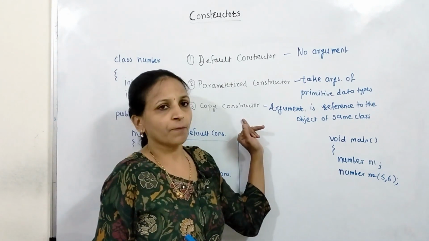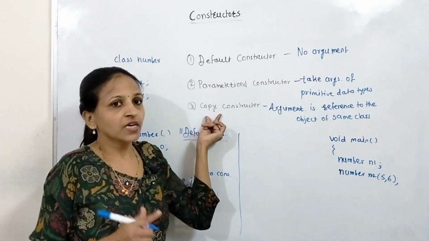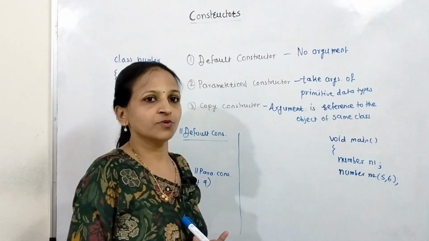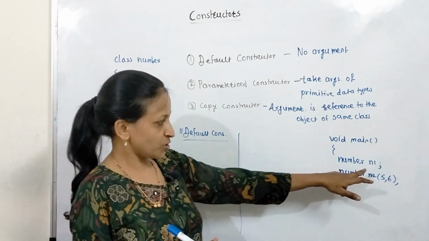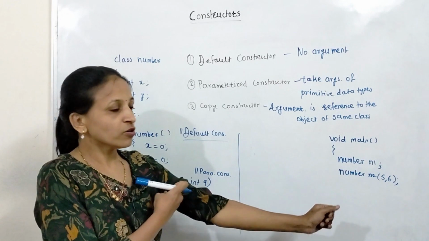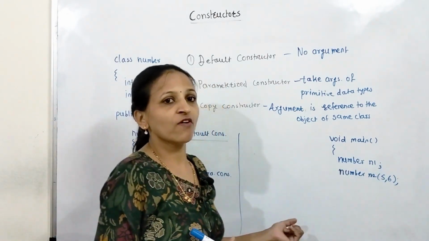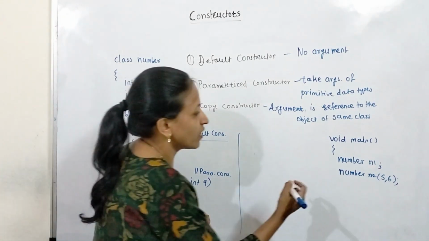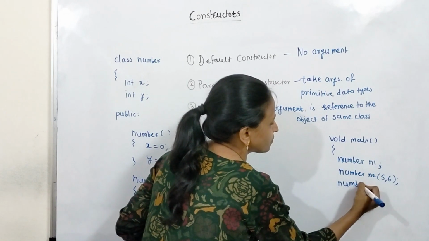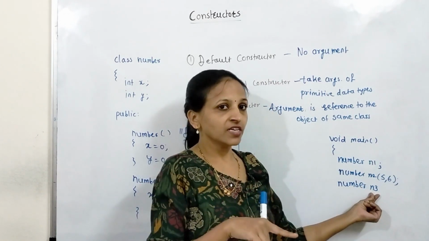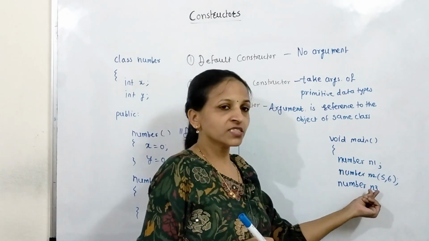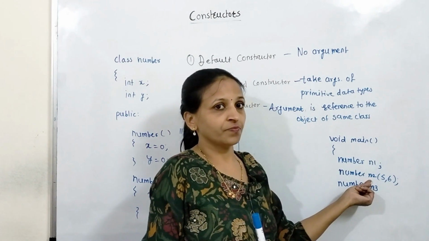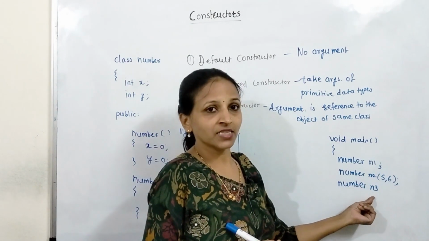Now what about the copy constructor? The name itself indicates that we are just creating a copy of an object. Suppose we have already created an object, let's say n1 or n2, and I want to copy the same values of x and y while creating another object. Suppose I am going to create one more object like this, Number n3. n3 will have internally x and y, and to that x and y I want to set the data member values of n2. The same values I want to copy inside n3.